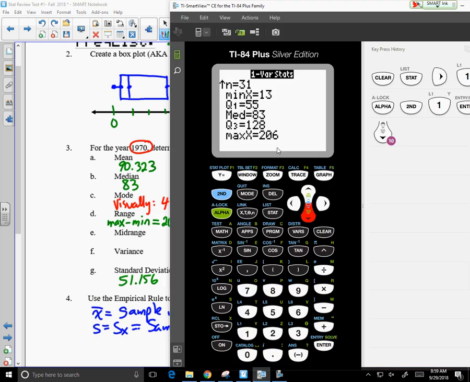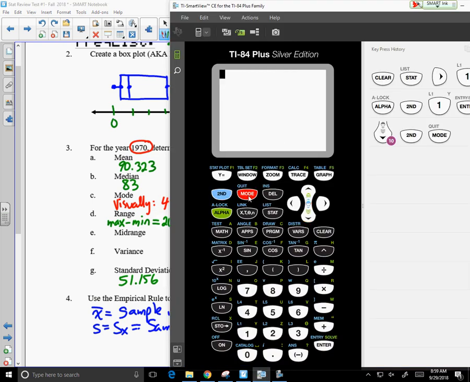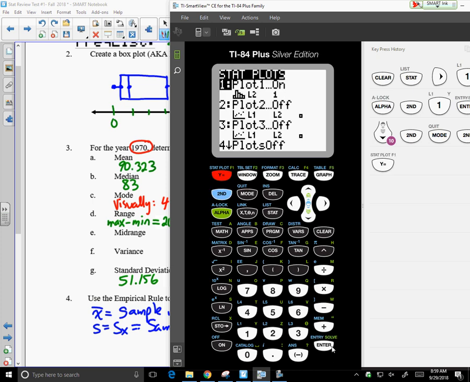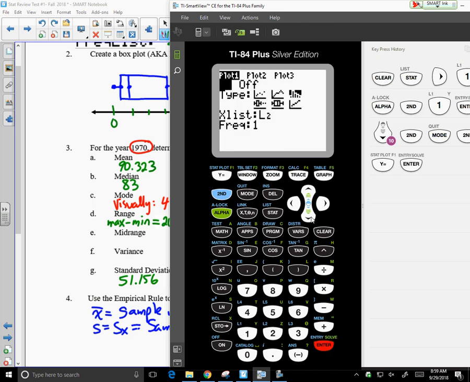So if you wanted to go this route, if you're a calculator savvy kind of person and you kind of gravitate towards the calculator way of doing things, then this might be for you. So second, y equals. We're looking at list 1, because it's still a histogram. So I would change L2 to L1.